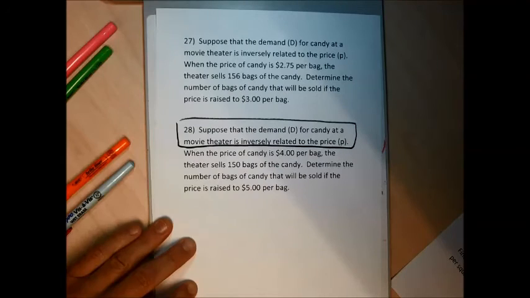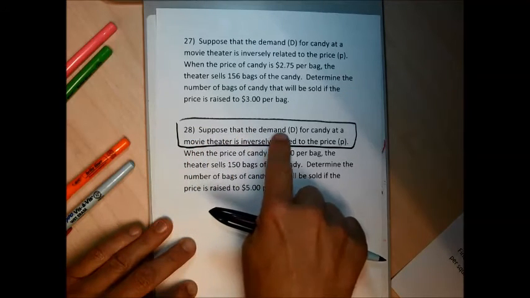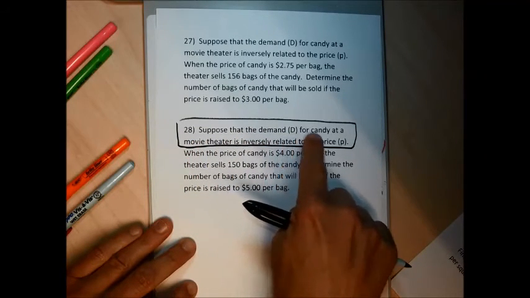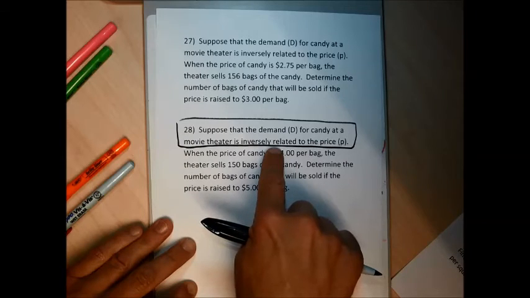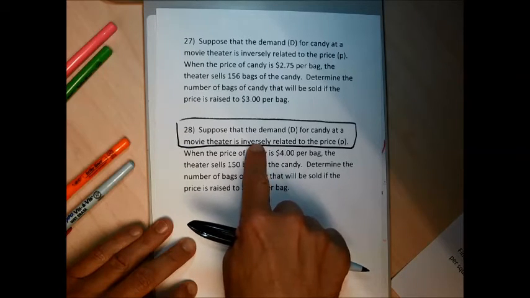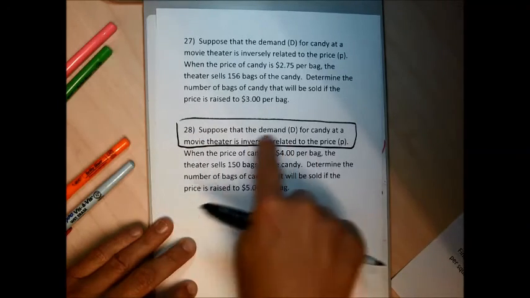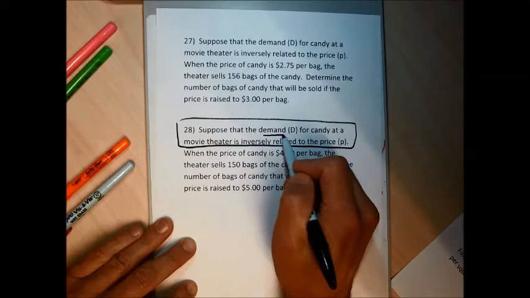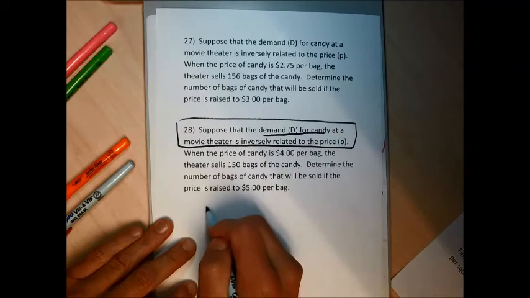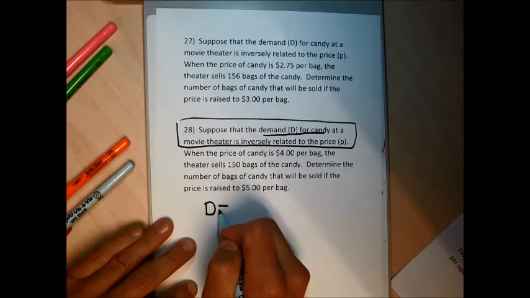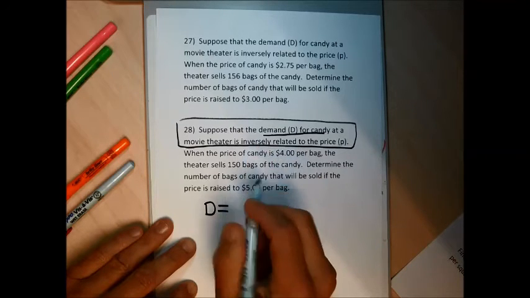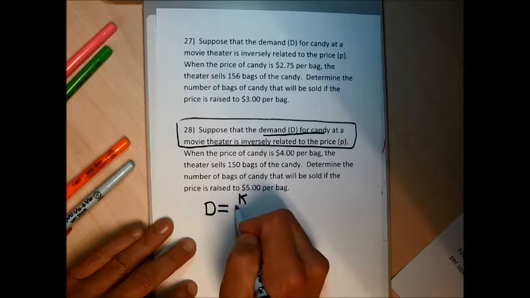As I read through the first sentence, suppose the demand D for candy at a movie theater is inversely related to the price. Inversely means I need a fraction with a k in the numerator. Preceding the word inversely, I need to write something for the demand for candy, and I'm told to use the letter D for that. So for the first sentence, I'm going to write a D, equals k over something, a fraction with a k in the numerator.